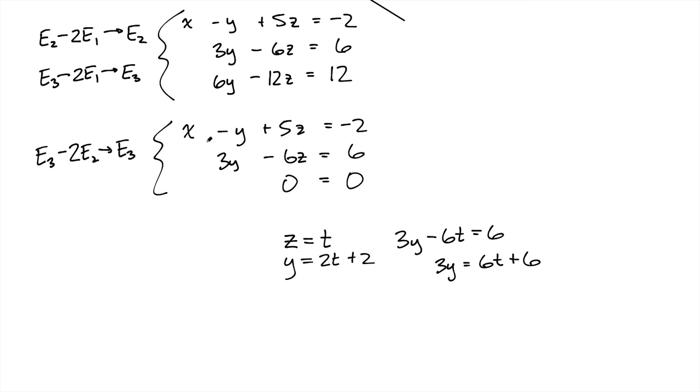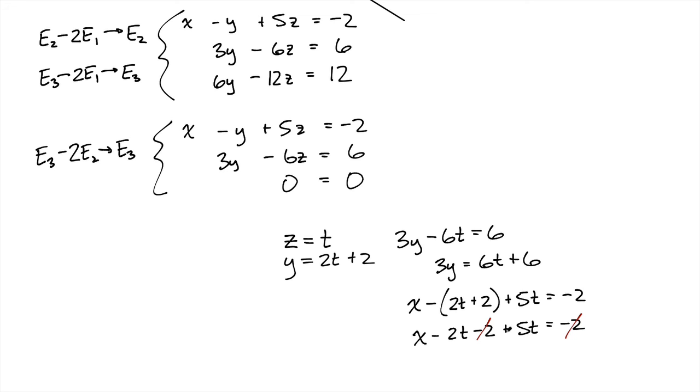Our first equation now, we can solve for x, plugging y and z in terms of that parameter. So we have x minus y, which is 2t plus 2, and then plus 5z, or 5t, equals negative 2. So if I distribute that negative, I have x minus 2t minus 2 plus 5t equals negative 2. We can add 2 to both sides, and that's just going to cancel out this negative 2 completely.